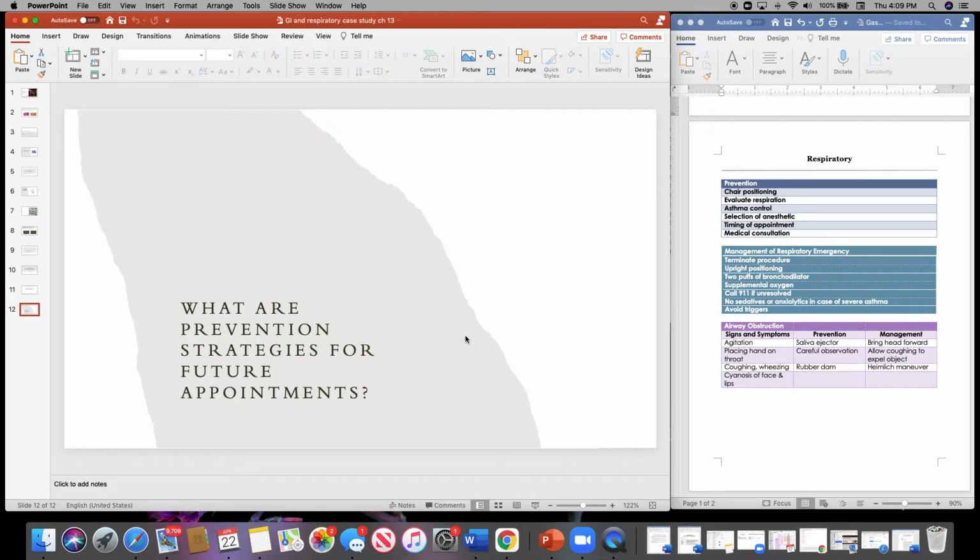And then we're going to avoid triggers, right? So we may try to figure out what happened. Was it something that we did, or was it something that happened before, or was it not a trigger specifically?